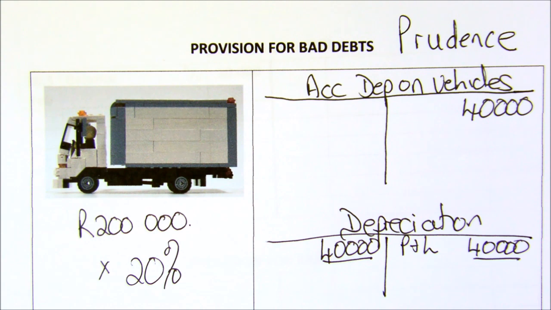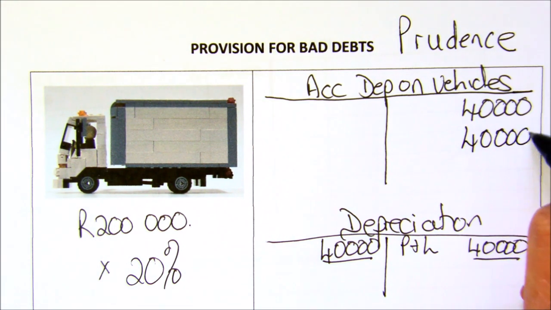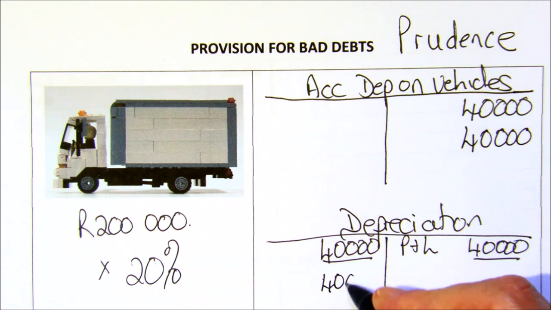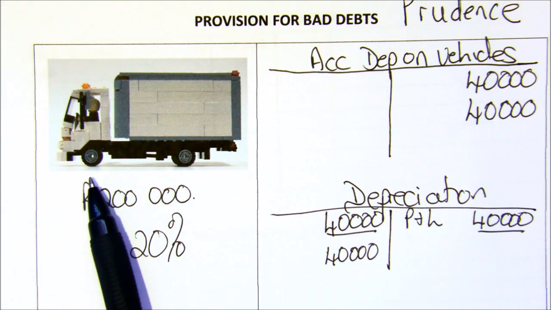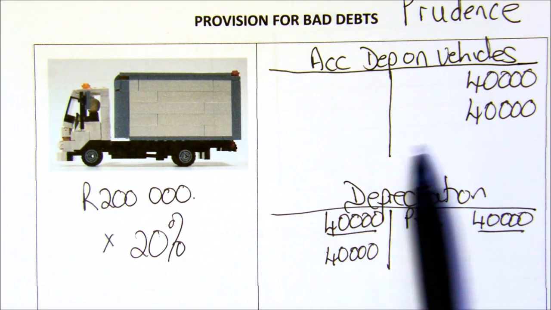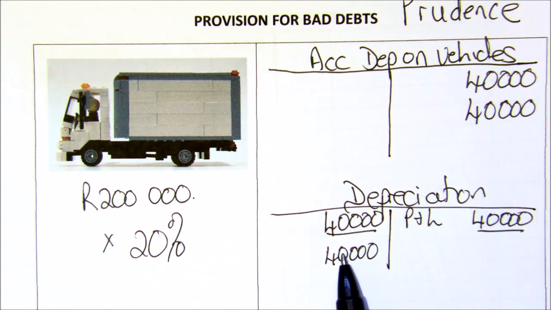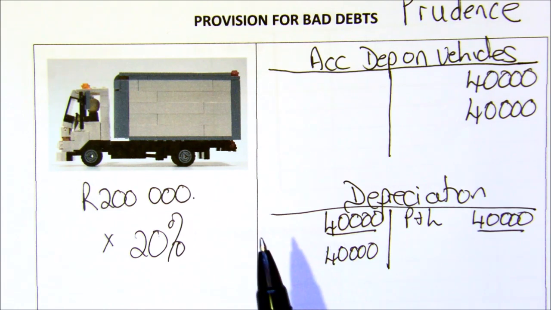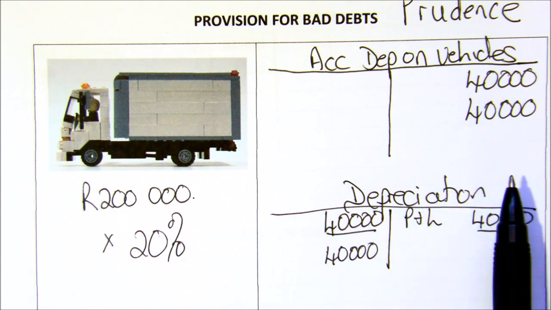If you go on to the next year then, again, we would depreciate by another 40,000, and again we would debit our depreciation, our expense account. In our balance sheet, our vehicle would be valued at the original 200 minus 80, so the value has now gone down to 120. And your expense for the next year would have been another 40,000. So what we're trying to do is show our asset at a realistic figure.